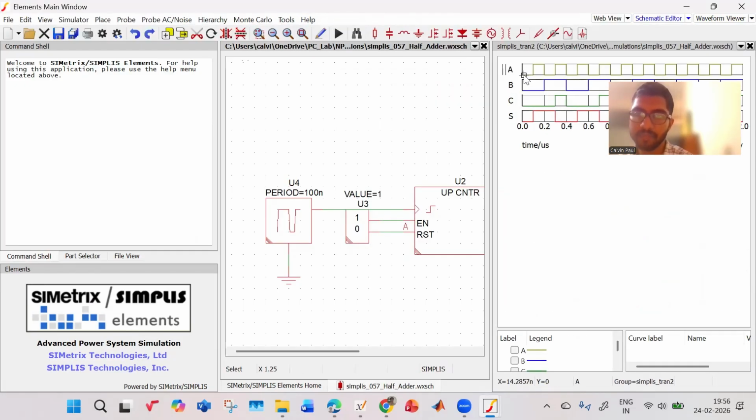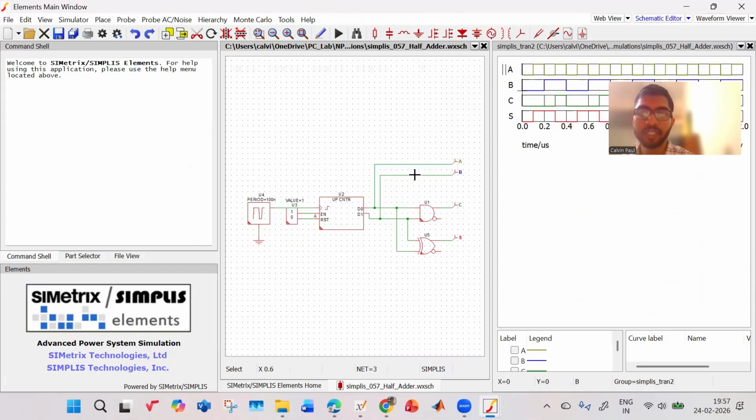We have A and B. So it is 0, 0 here. Then you have 0, 1 here. Then you have 1, 0 and 1, 1. So these generate the possible combinations of your two input states, right? Two inputs can have four possible combinations. This is how it is generated using an up counter. Okay, so this is your input A and your input B.